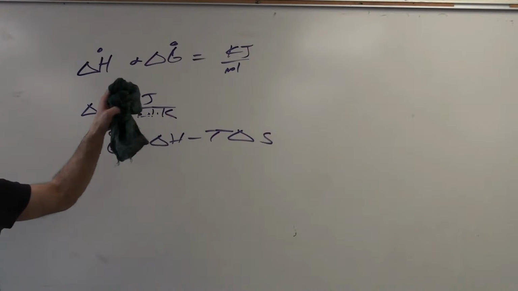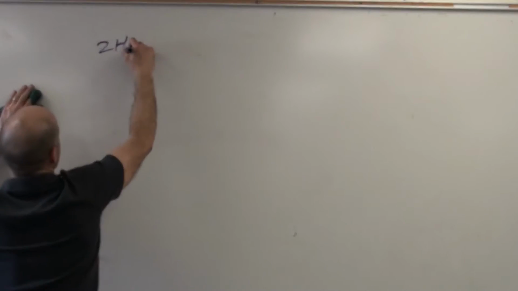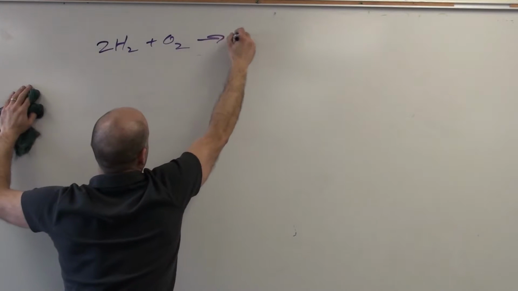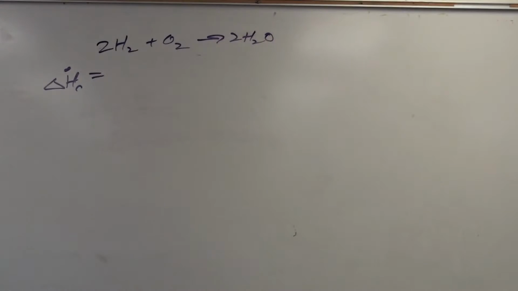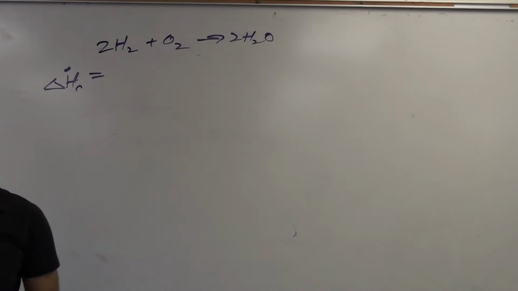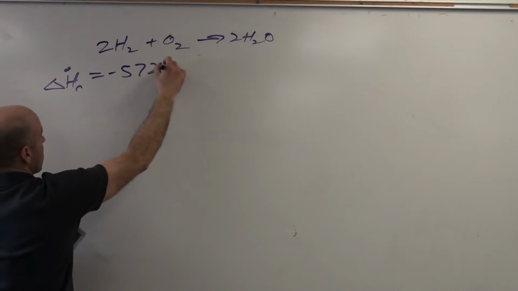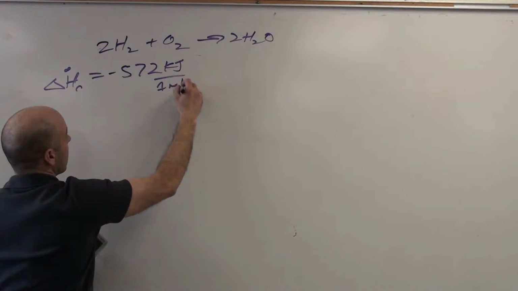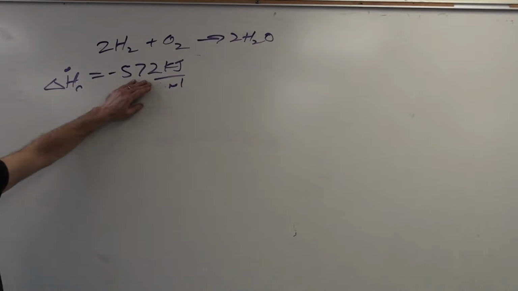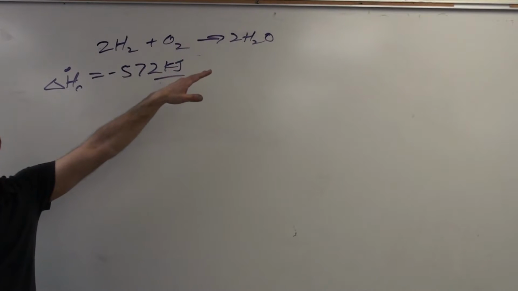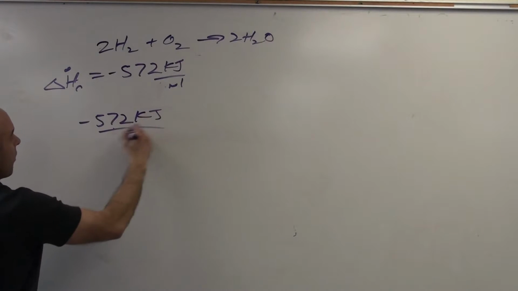Can I erase this? So if we go back to that water reaction, we said that the delta H of that reaction was going to be 2 times negative 286. Okay, so 2 times 286. That comes out to be negative 572 kilojoules per mole. Okay, per mole of what? So this number belongs to all 3 of these things. So the delta H of this reaction is negative 572 kilojoules for every 2 moles of hydrogen.